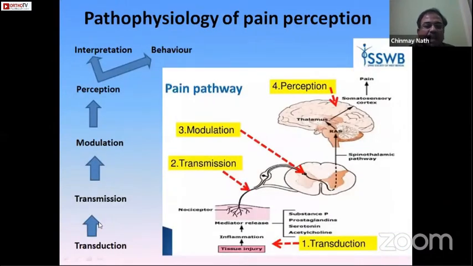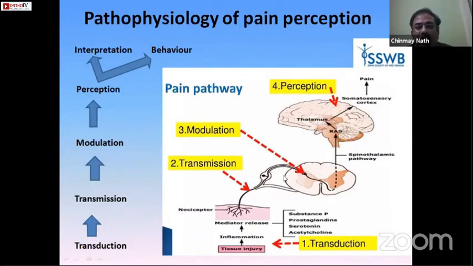Now, this is the pain pathway, where there are four important steps. First is transduction, which happens at the tissue injury level at the free nerve ending, the nociceptor. Then transmission, which goes through the fast first-order neuron, the afferent neuron, through the dorsal root ganglion into the dorsal horn, and at the dorsal horn there is a synapse.